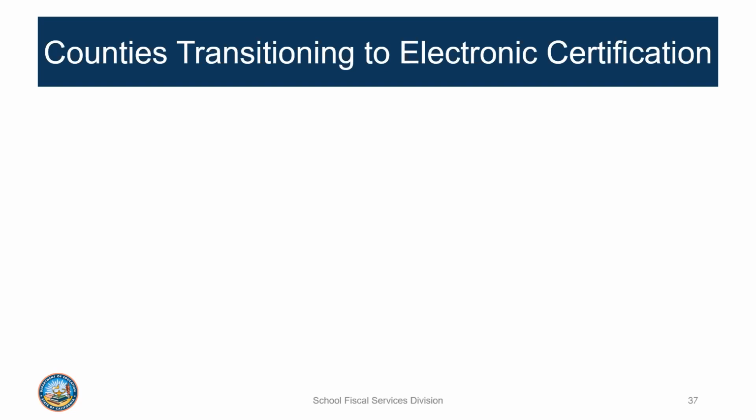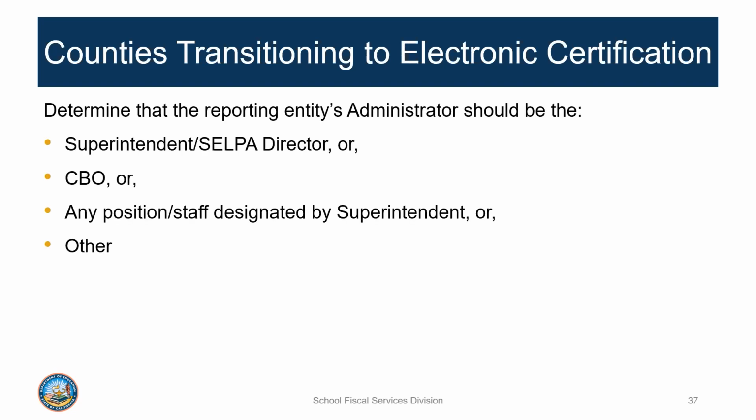Now, for those counties that want to transition to electronic certification right away, they should determine the reporting entity's administrator parameters. So, for example, should the reporting entity, meaning say a school district, should each school district's administrator be the superintendent or CBO or any other position or staff, as long as they're designated by the superintendent, or maybe there's another option that we haven't thought about.